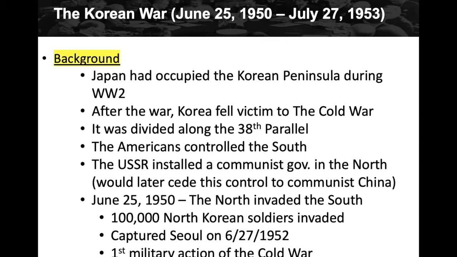There are wars all throughout the Cold War time period. There are other wars that go on. This is the first one, the Korean War.